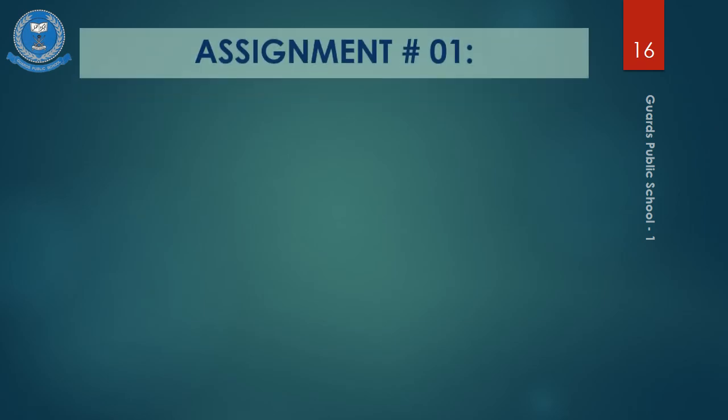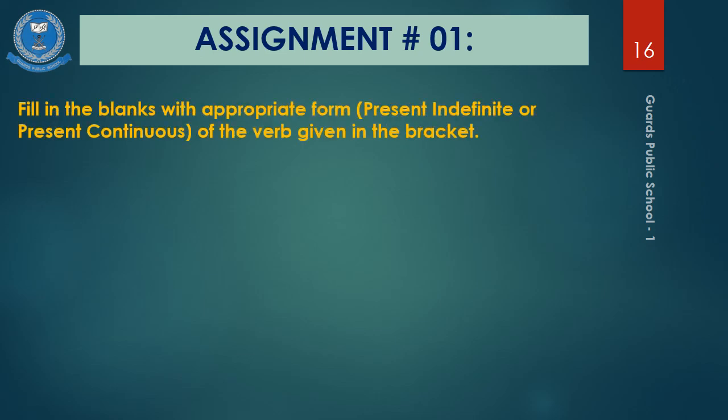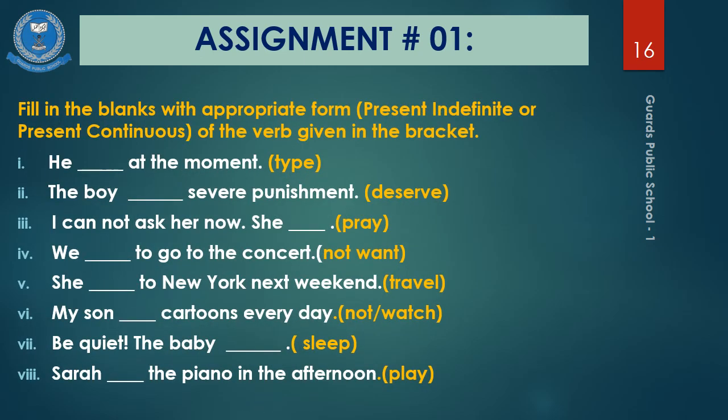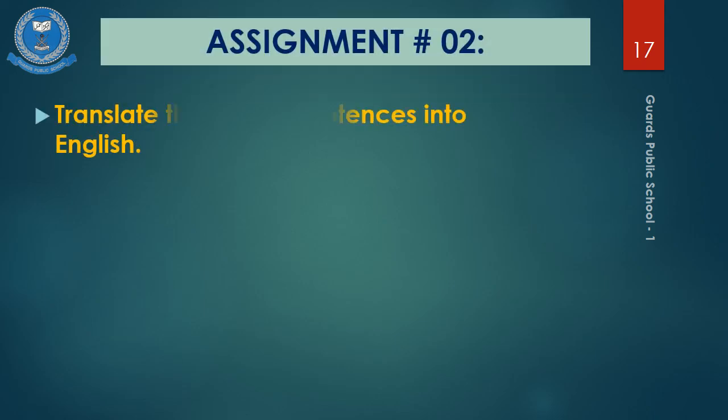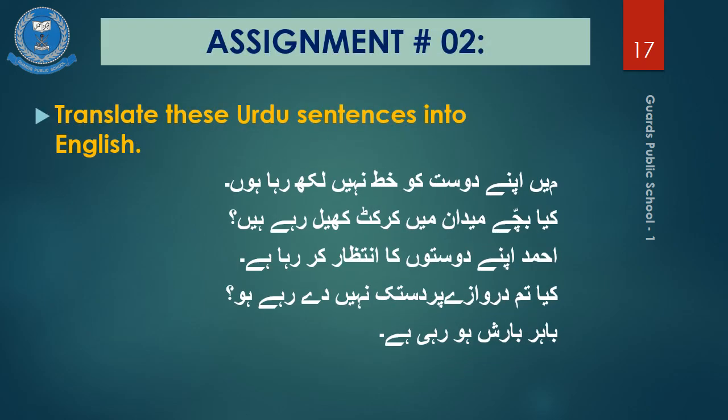Now it's time for an assignment. In assignment number one, you have to fill in the blanks with the appropriate form, like present indefinite and present continuous, of the verb given in the bracket. So write the correct tense according to the sentence. In assignment number two, translate the given sentences of Urdu into English.